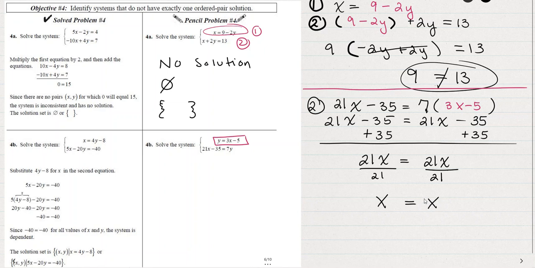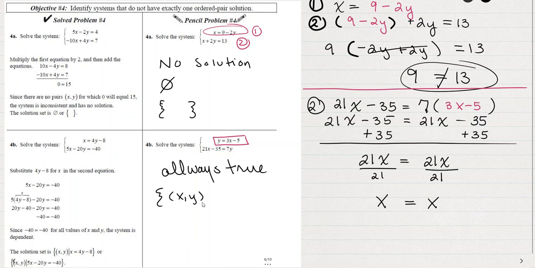Pick any number in the real number system. And when is that true? Well, it looks like it's always true, isn't it? X is always equal to x. Or if I had subtracted the 21x from both sides, we'd have 35 equals 35. When is that true? It's always true. Siempre. It's always true.